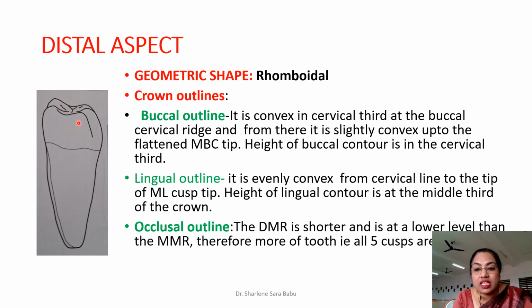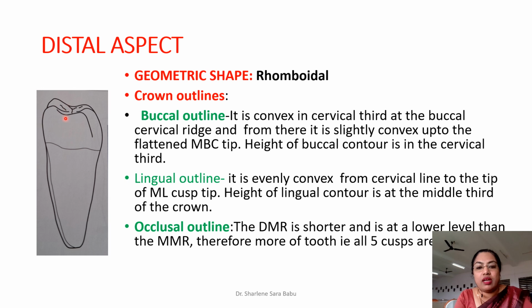Moving to the distal aspect, the geometrical shape is rhomboidal. The buccal outline is convex in the cervical third at the buccal cervical ridge, and from there it is slightly convex up to the flattened mesiobuccal cusp tip. The height of buccal contour is in the cervical third. The lingual outline is evenly convex from cervical line to the tip of the mesiolingual cusp. The height of lingual contour is at the middle third of the crown.